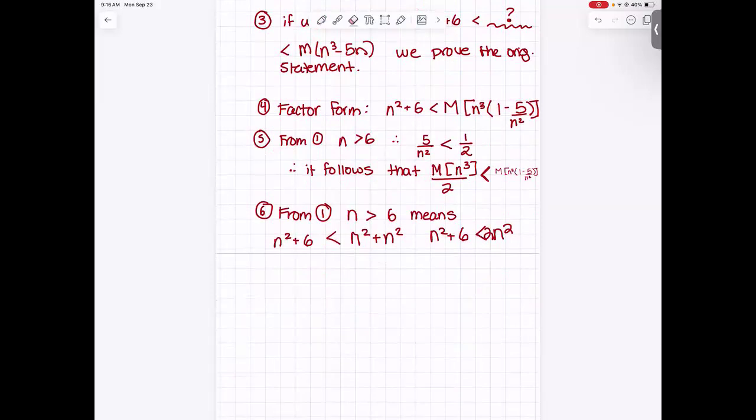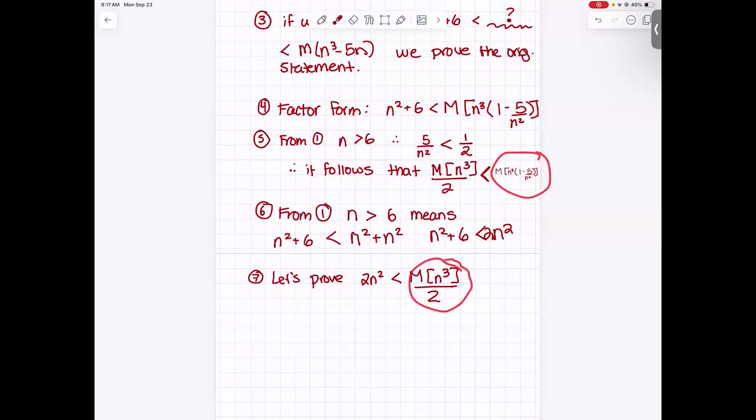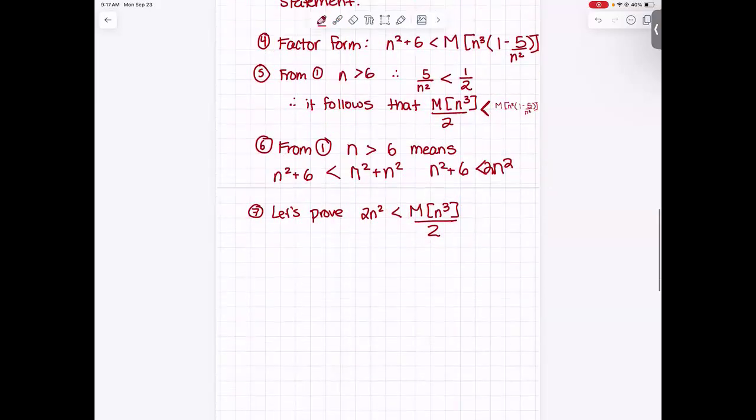So now we're in that same position we were in before. Let's prove 2n squared is less than mn cubed over 2. And as long as we can prove this statement is true, we'll be able to successfully say that this side we know is less than this side by step 5. This number is less than this number by step 6. And then by step 7, this is less than this. Therefore, this will be less than this. Map all those out for you.